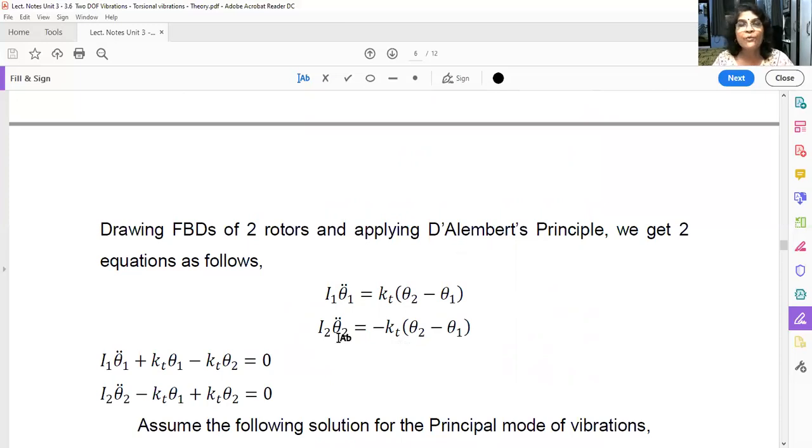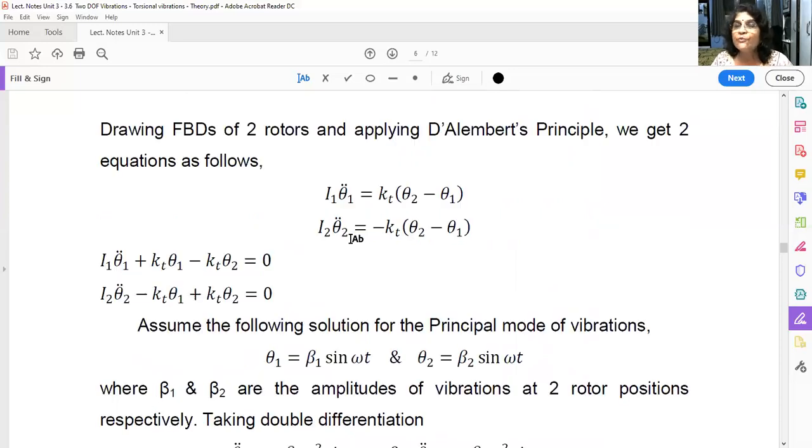Now let us analyze this one. The further procedure remains the same as we have seen in the 8 problems which we have solved for longitudinal and combined vibration. What you have to do now is collect the terms of theta 2 together and theta 1 together, the coefficients of theta 1 and theta 2. Then take everything on the left hand side so that the right hand side is equal to 0. So I1 theta 1 double dot as it is. Now this is minus kt theta 1, it will become plus kt theta 1. Then this is plus kt theta 2, it will become minus. The similar case holds for the other equation.